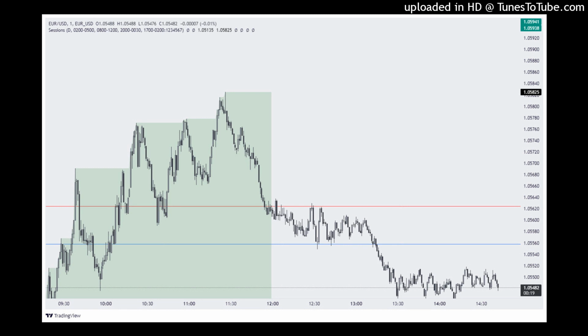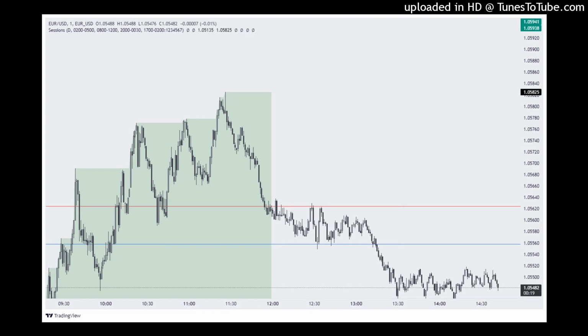The higher the time frame context, the better. So what I mean by that is monthly context is way better than a 4 hour context alone. So the higher the time frame context, the better. That's what you want. That is the higher probability.